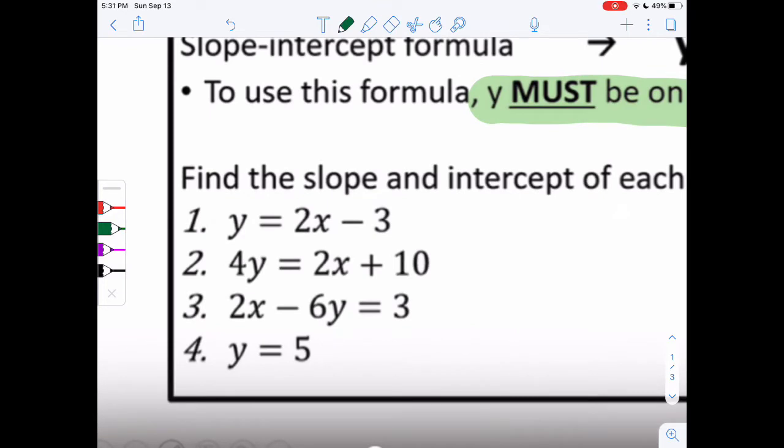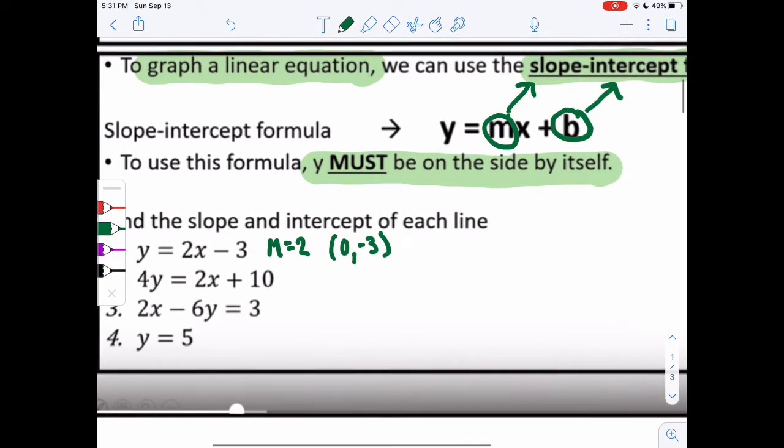Equation number 1 is already in slope-intercept form. So my slope is 2 and my y-intercept is 0, -3. That one was easy. If we look at equation number 2, we see it's not in slope-intercept form. I need to get that y by itself. So I'm going to go ahead and do that.